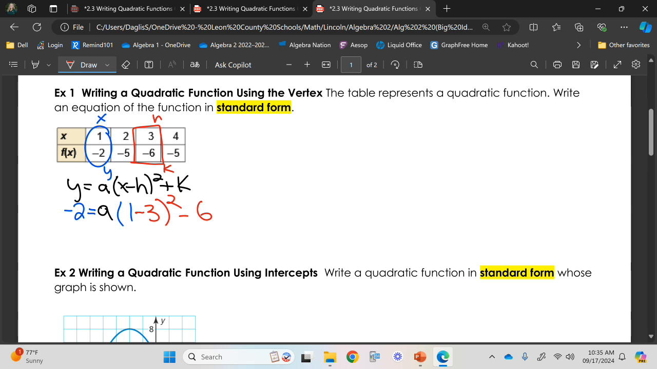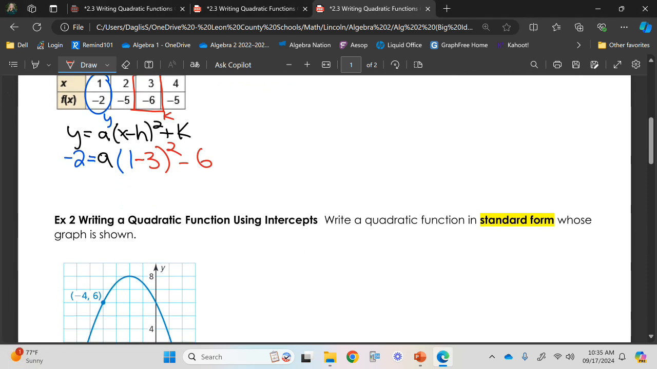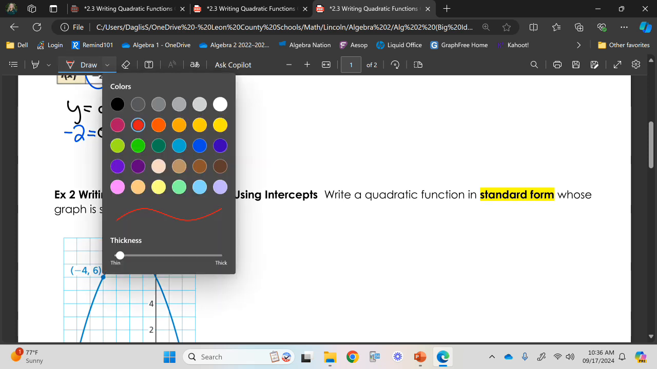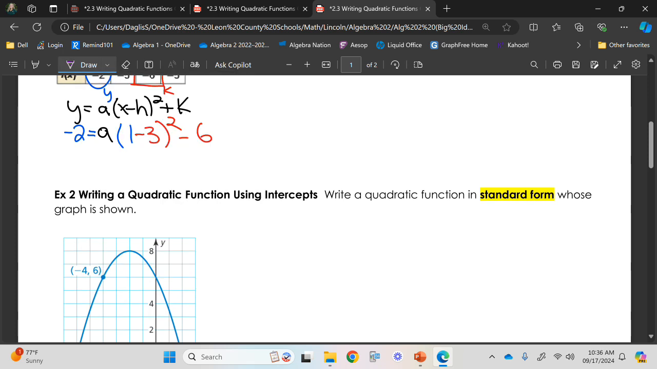All right. From here, we're going to simplify and solve for our a. So we'll do parentheses first. All right. So what is 1 minus 3? -2, and then -2 squared gives me a positive 4. So this becomes -2 equals 4a minus 6. We're going to add that 6 over, right? -2 plus 6 gives me 4. So we have 4 equals 4a. So a has to equal 1. Good.